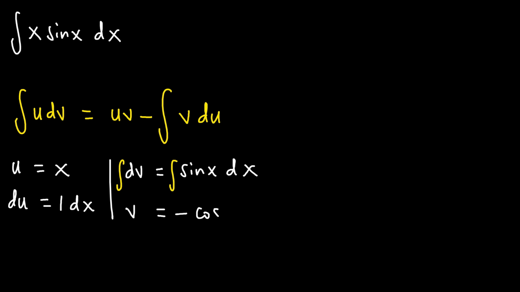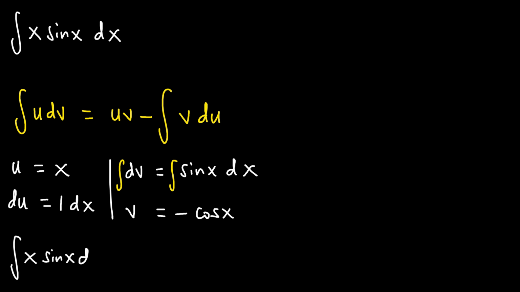Now the advice I can give you: you should always set u to be equal to something that is easy to differentiate, and then set dv to be equal to something that is easy to integrate. For this example, both x and sine x are easy to differentiate and also easy to integrate, so we can use whatever we want.